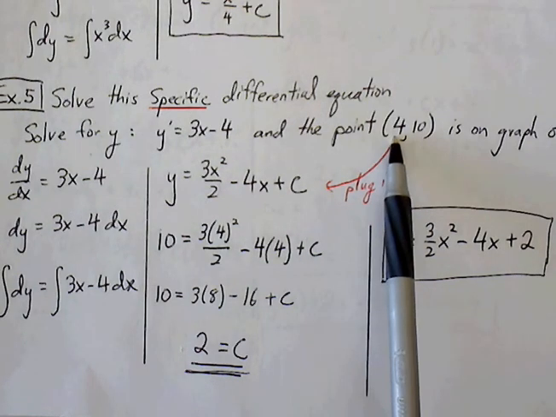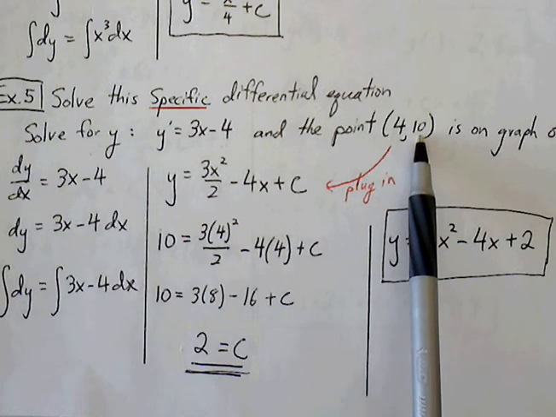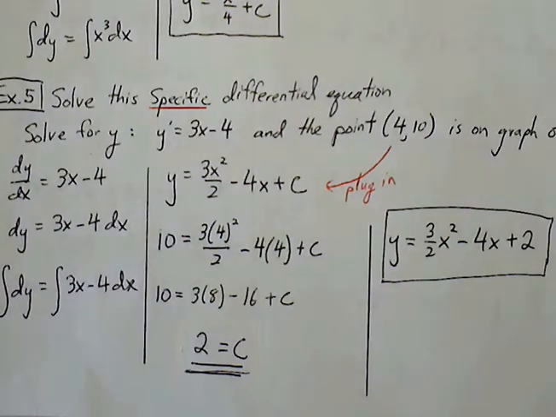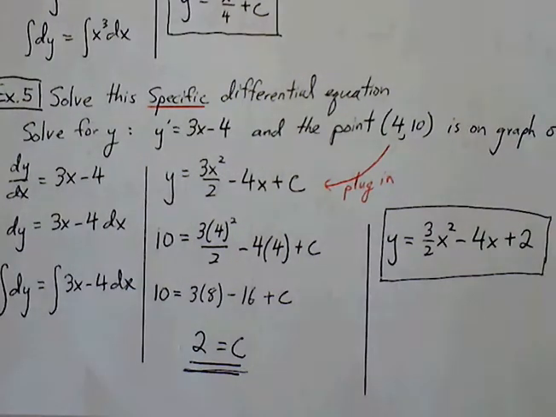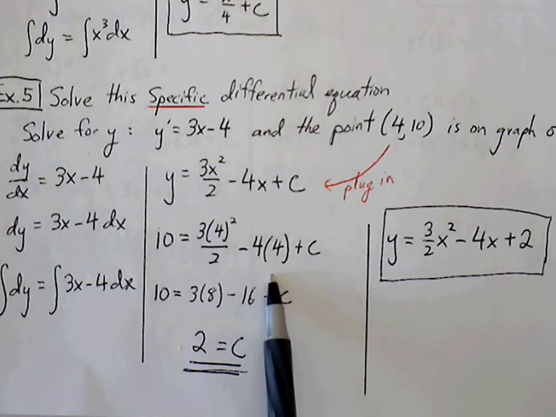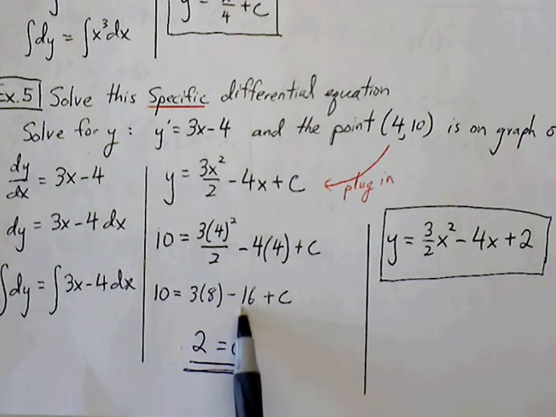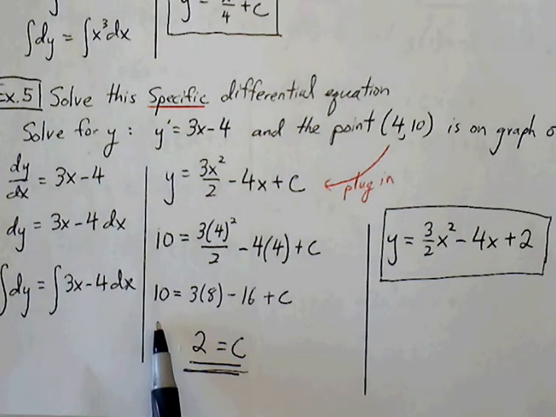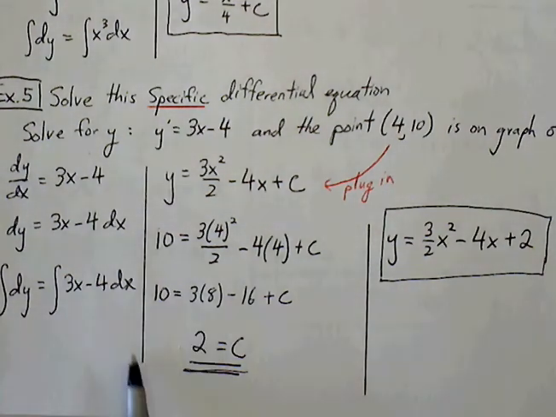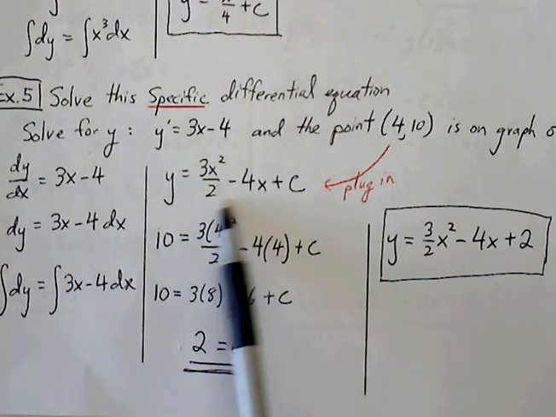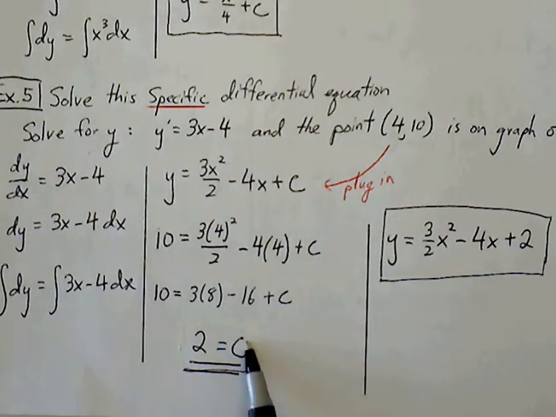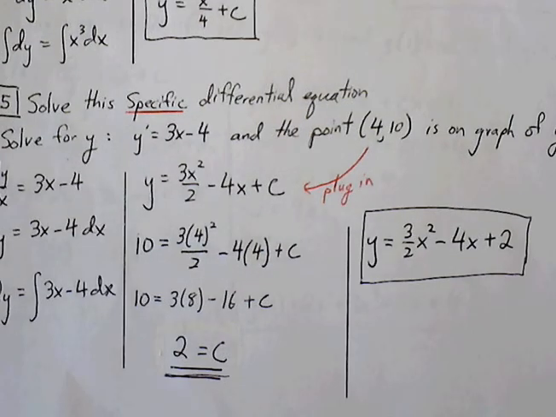So we're going to replace x with 4, replace y with 10, so we can actually solve for c. So 10 is equal to 3 times 4 squared over 2 minus 4 times 4 plus c. We solve for c. 10 is equal to 24 minus 16, so we get 8. 10 is equal to 8 plus c. Subtract 8 from both sides. 2 is equal to c. So once we have our c value, we can go back to our general equation and replace c with the specific value that we found, which is 2. So y is equal to 3/2 x squared minus 4x plus 2.